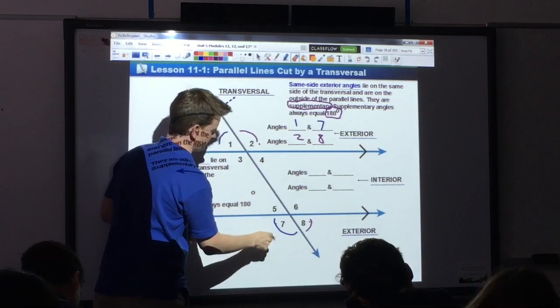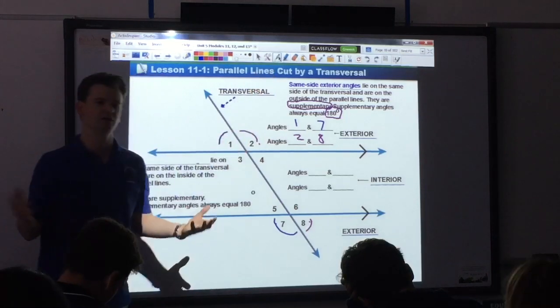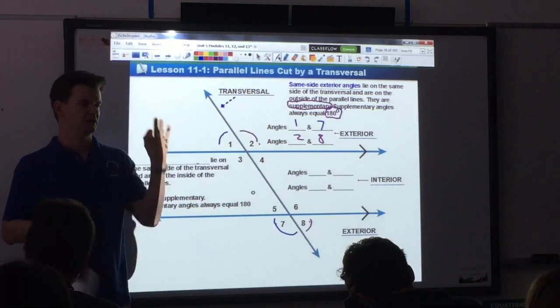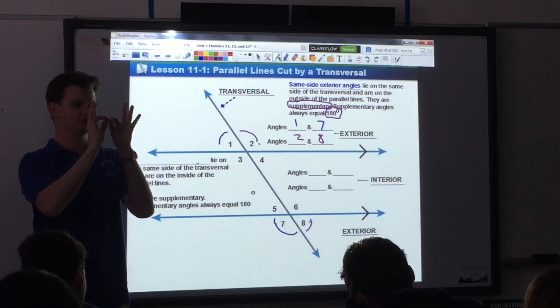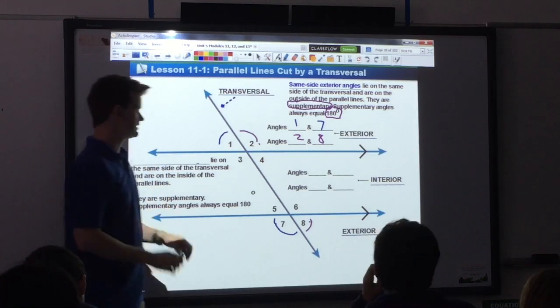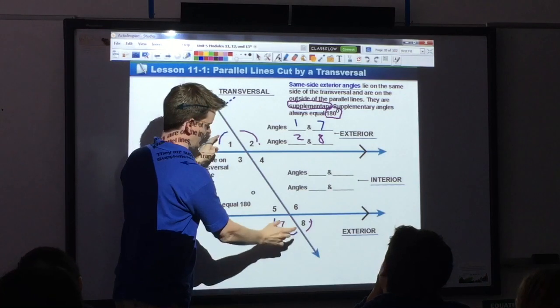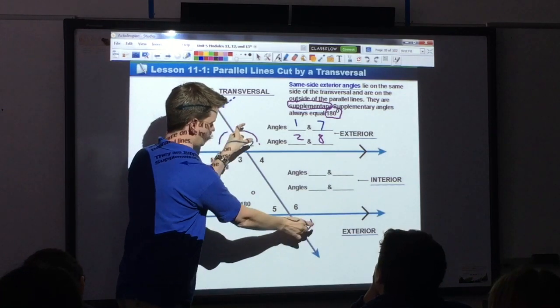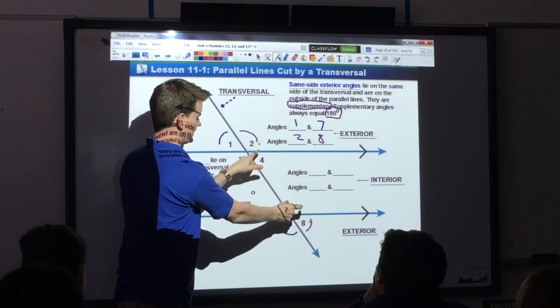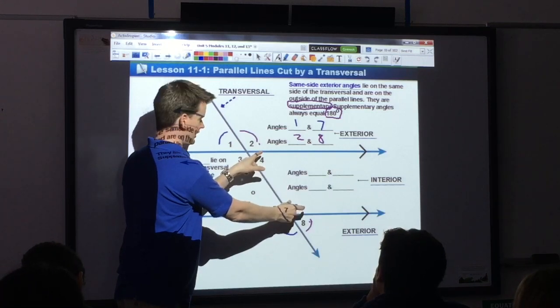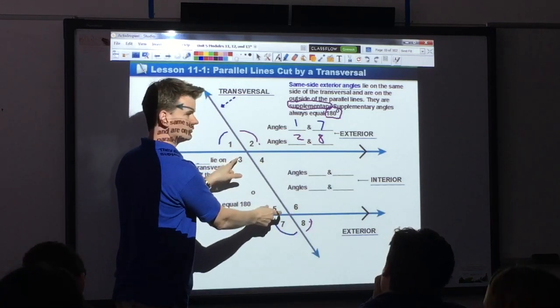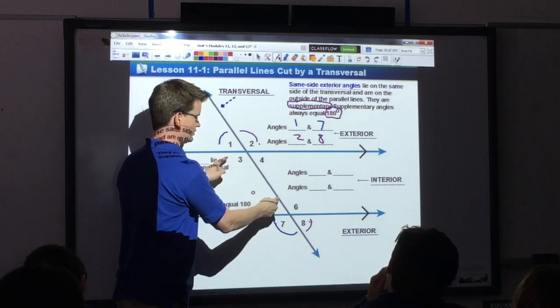What you guys come to realize here is when you have parallel lines cut by a transversal, any set of acute and obtuse angle combinations equal 180. Doesn't matter if I add this acute and this obtuse, those will equal 180. That's an obtuse, that's an acute. What do you think 4 and 6 equal? 180. What do you think 3 and 5 equal? 180. There's the obtuse, there's the acute.